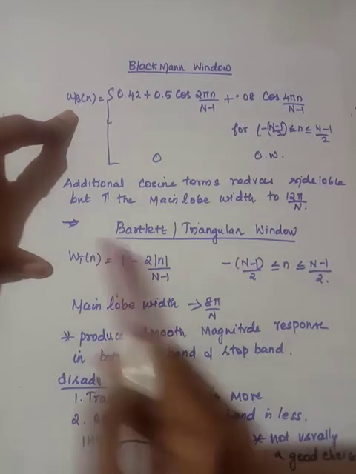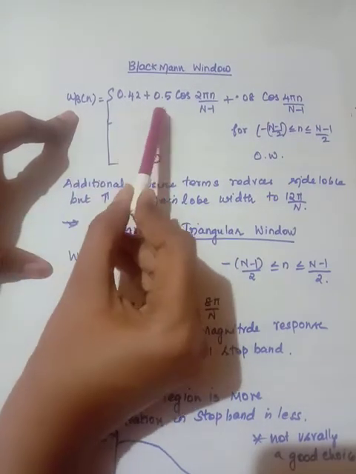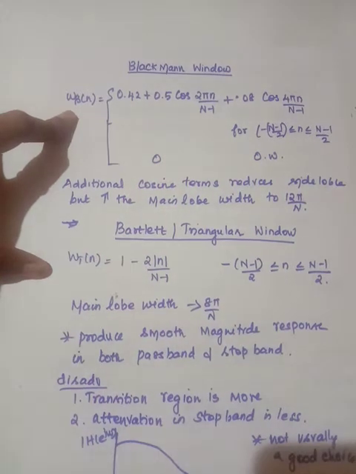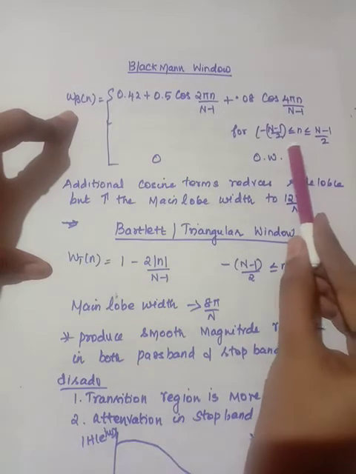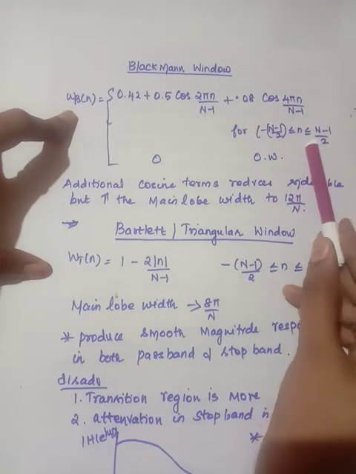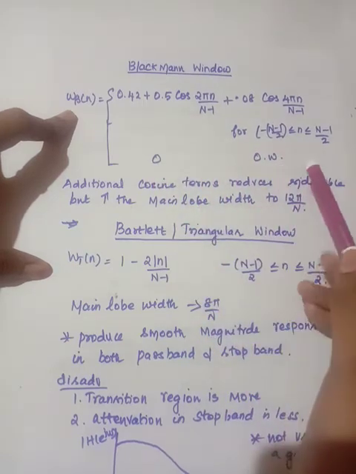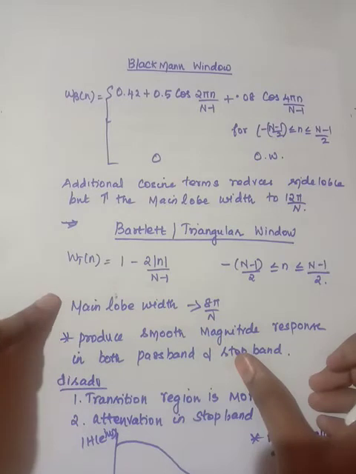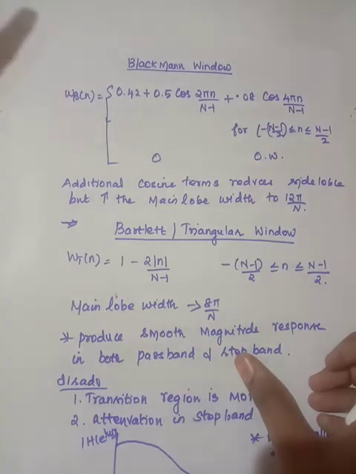Here it is 0.42 plus 0.5 cos(2πn/(N-1)) plus 0.08 cos(4πn/(N-1)) for the range |n| ≤ (N-1)/2, and 0 otherwise. Okay, so here there is no need to derive the frequency spectrum. Just what you have understood is enough for the Hamming and Hanning windows.